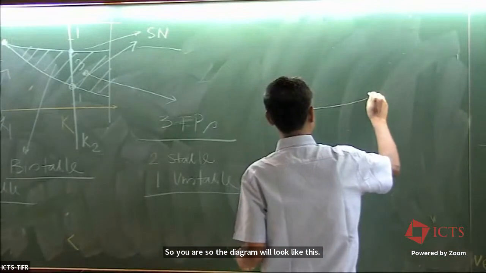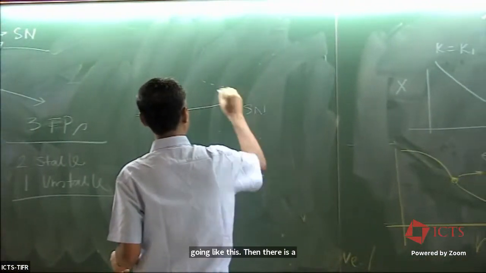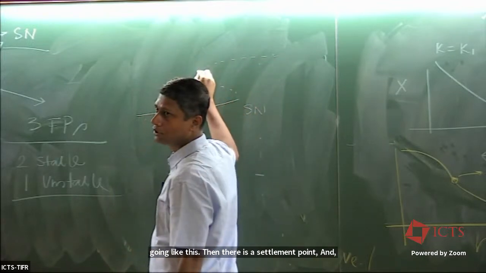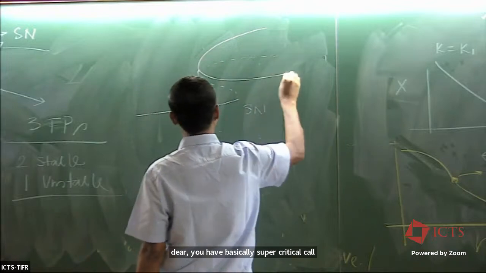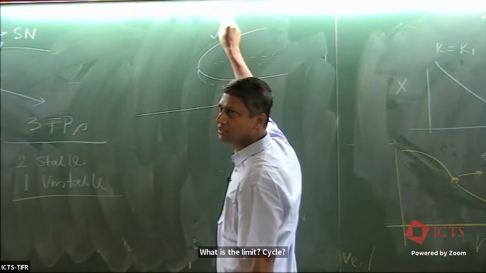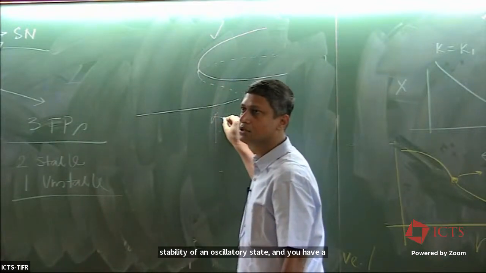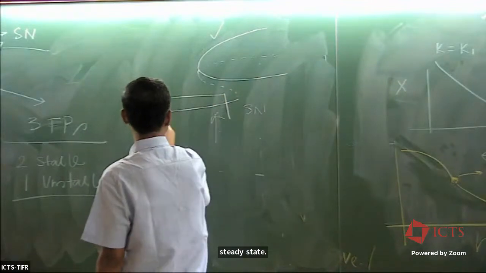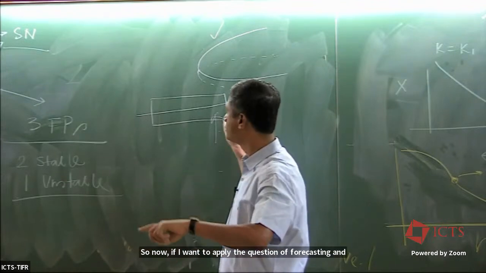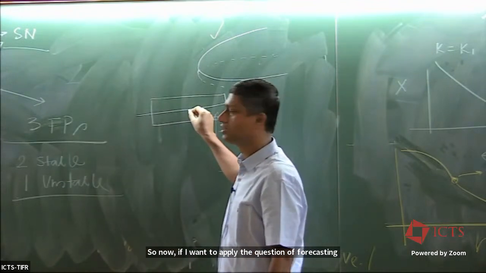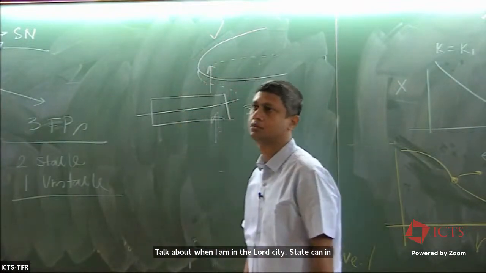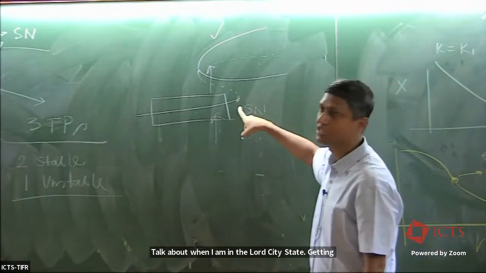So going like this, there is a saddle node point, and there you have basically a supercritical Hopf, and it is a limit cycle. Okay, so in this zone you have a bistability of an oscillatory state and a steady state. Now, if I want to apply the question of forecasting, then in the literature I have seen, people will always consider the time series from the lower steady state, and they will ask: when I am in the lower steady state, can I forecast that I am going to switch to an alternate state? Because here, obviously, it's a saddle node point.